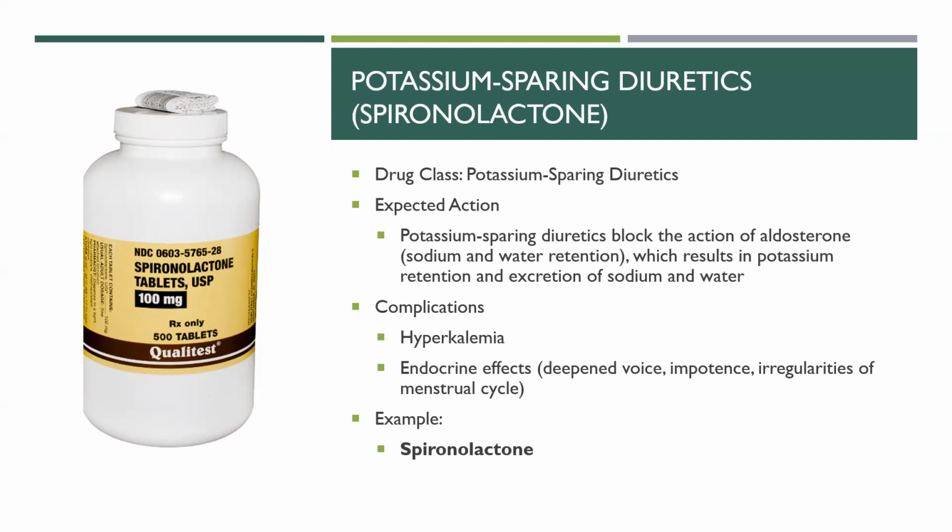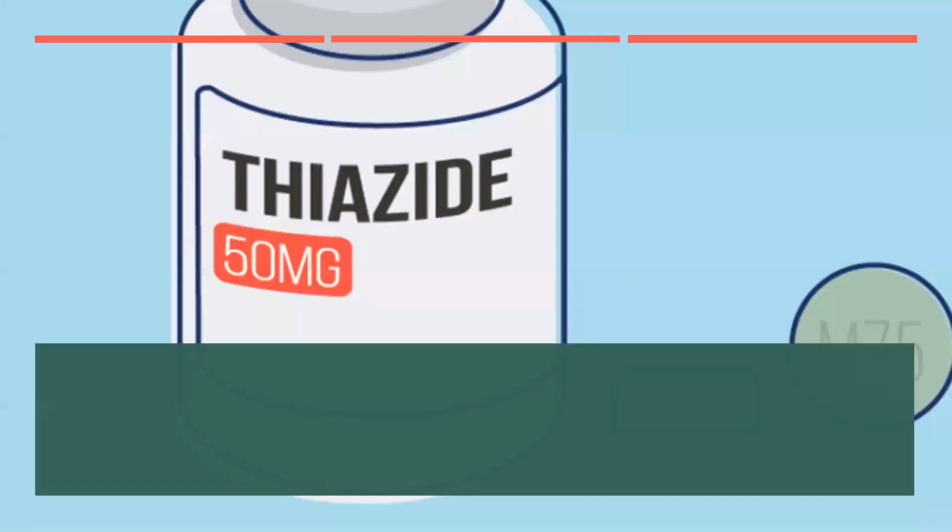Now with that, your complication is going to be hyperkalemia. So if we think about it this way, what did I say about salt substitutes? What are salt substitutes also kind of known as in the NCLEX world? Potassium. So if you have somebody who's on spironolactone and they take a lot of salt substitutes, you may want them to reevaluate what they're doing, because they can end up going into hyperkalemia. It can also cause endocrine effects, so a deepened voice, irregular menstrual cycles, all of these different things. And that's spironolactone.